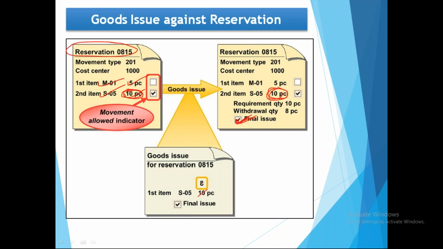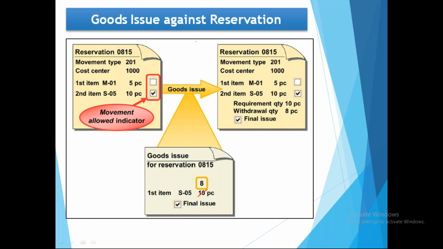Now if you post partial stock, then the system will not activate this final issue indicator, but if it is completed, then you can manually put the final issue. That can be done. That means the reservation is closed. So that is what is called final issue. Now we will see how to do this goods issue against a particular reservation.